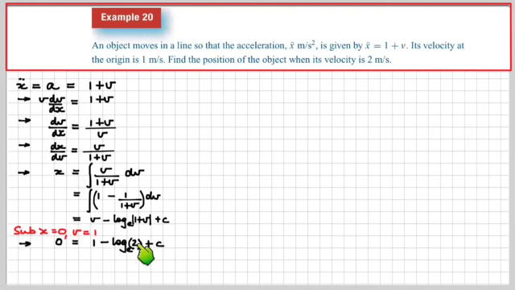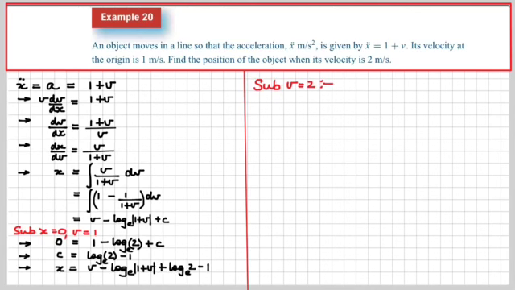I'm allowed to remove the modulus signs here because 2 is obviously not less than 0, alright? So therefore c is going to be log of 2 minus 1. And there we go. Now, so there's my full expression for displacement. It's this thing minus this thing plus the c term there, which is that.